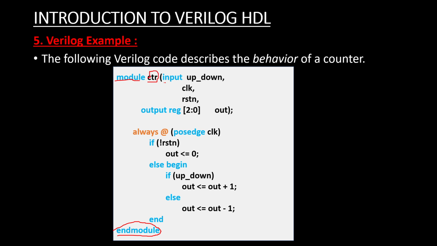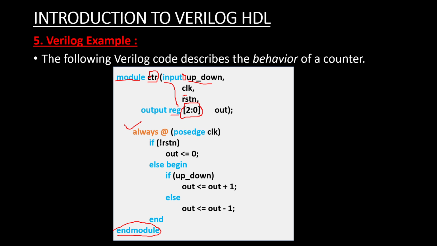Inside the parenthesis, we have to list the port list. Port list is nothing but what are the inputs, what are the outputs. This is the vector representation of the output. This is reg. We have two types of data types, which are wire and reg. The default value of input and output will be wire, so we haven't mentioned wire here before up down and clock and reset. Whereas we are going to use reg because we are going to use this.